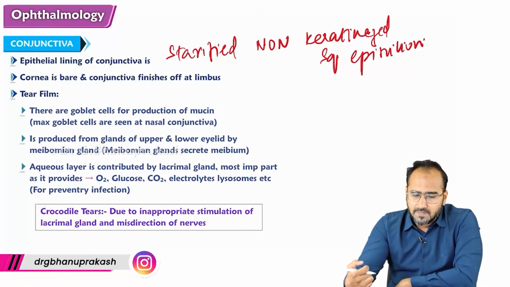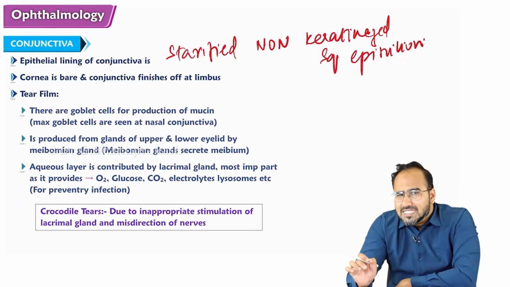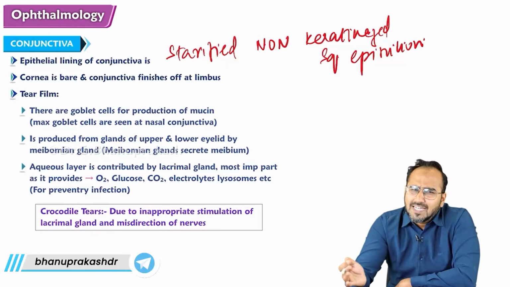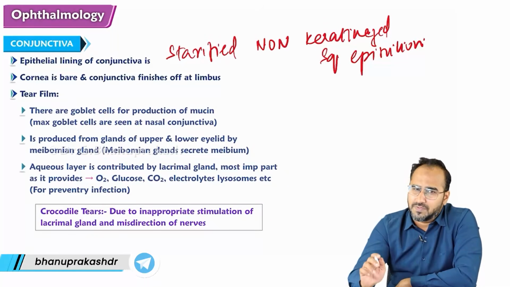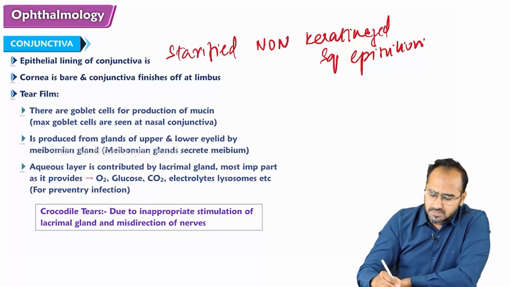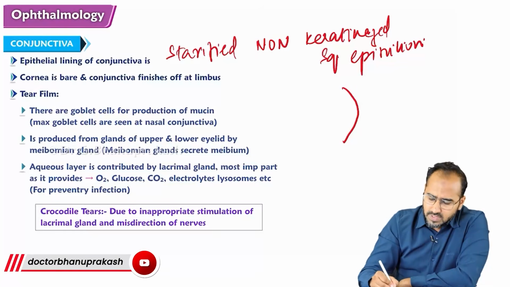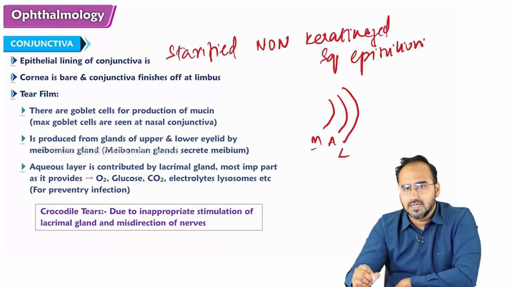So remember, we are starting with the tear film. Tear film is a thin layer of film that covers the conjunctiva as well as the cornea. This tear film is made up of three layers. What three layers? The first layer is called the lipid layer. The second layer is called the aqueous layer. And the third layer is called the mucin layer.